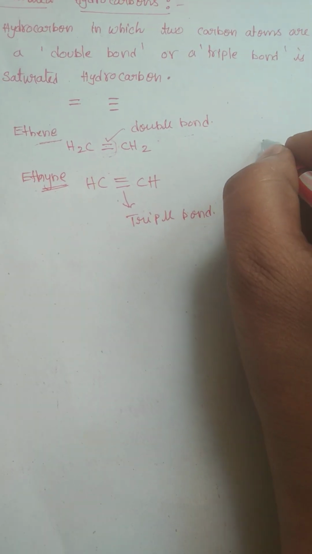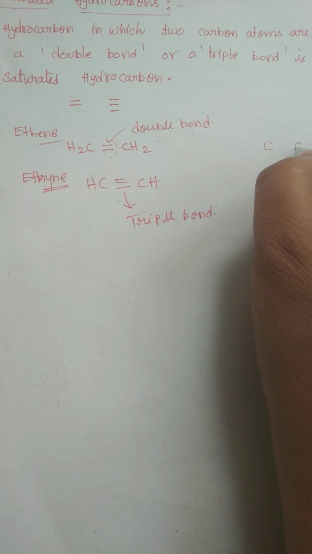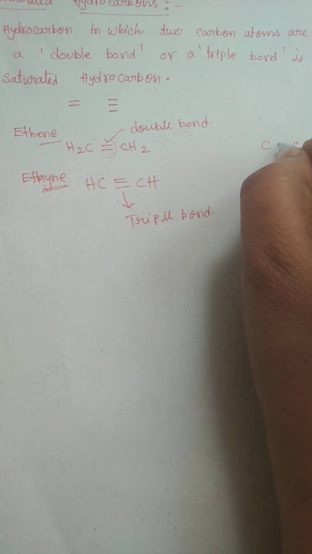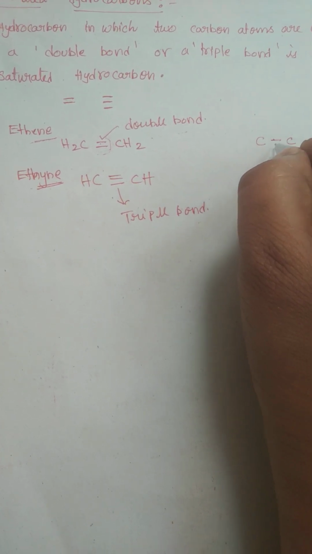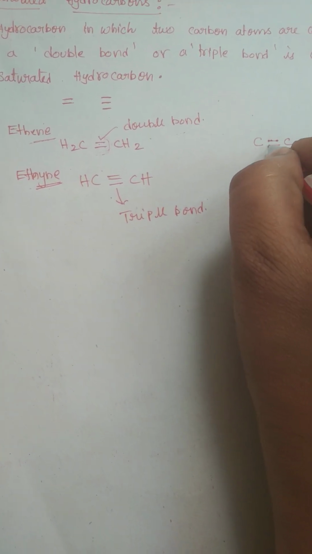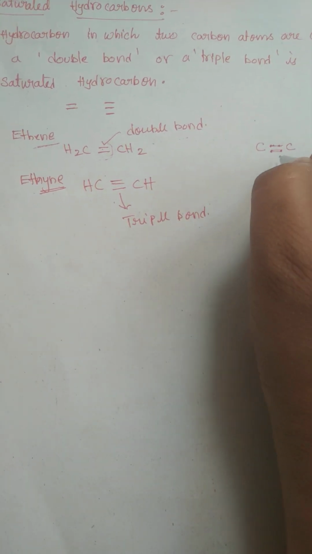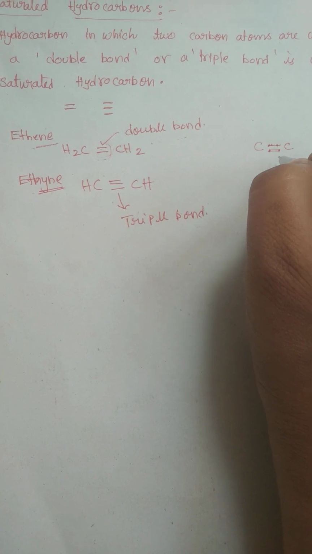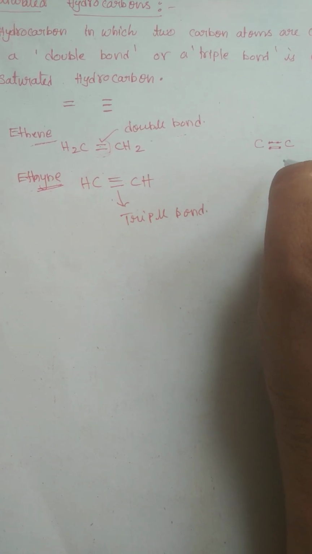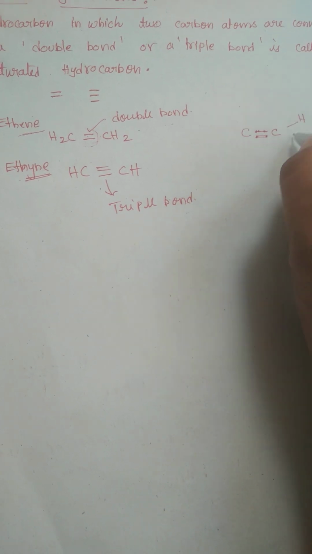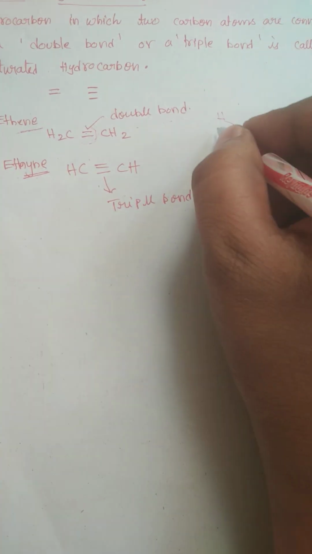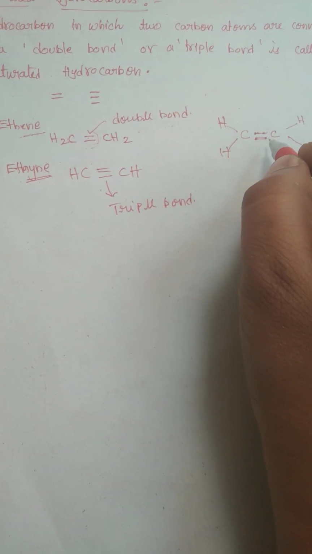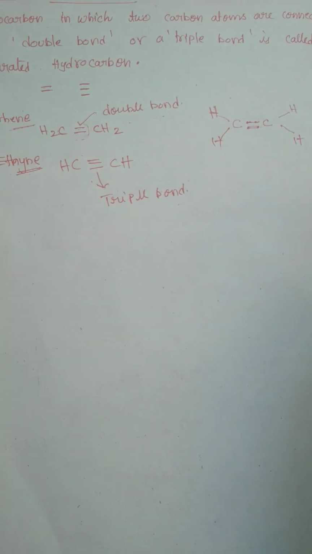I can draw the structural formula. We have two carbons. Here the carbon atoms are sharing two pairs of electrons. This is one pair, this is one pair, sharing two pairs of electrons between two carbon atoms. Totally we have 4 hydrogens: 1, 2, 3 and then 4. You can see here between the carbons there's a double bond, and the hydrogens are attached by single bonds.